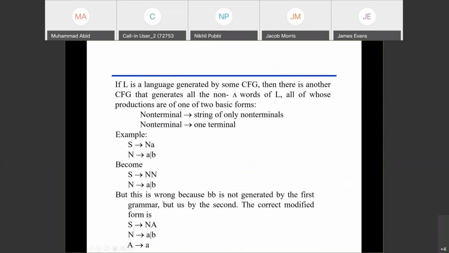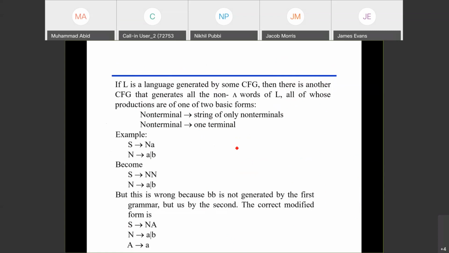So now here it says that there is another scenario. So we are saying if L is a language generated by some context-free grammar, then there is another context-free grammar that generates all the non-lambda words of the language, all of whose productions are of one of the two basic forms. We do not like this thing.